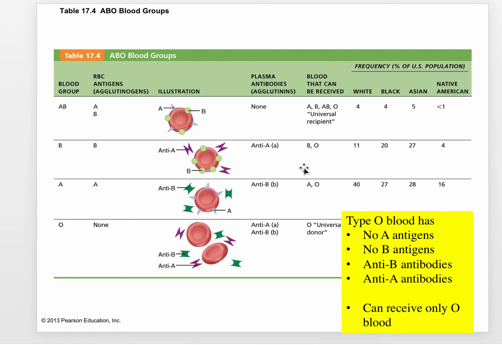Now the last category is type O blood. It has no A antigens or B antigens, but it does have anti-B antibodies and anti-A antibodies. Since there's no antigens in this blood, he can only receive type O blood. That's why it's called a universal donor. This blood can be given to any person with any type of blood type, because it does not have antigens in its blood that are going to react to the antibodies in the recipient's plasma. So therefore, it's a universal donor blood.